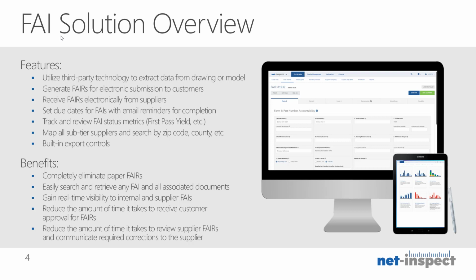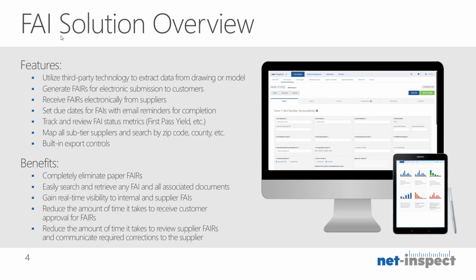You can receive FAIs electronically from your suppliers. You can bring in a PO feed and set due dates for FAIs internally or across your supply chain. And you can track all the metrics related to your FAI activity. As mentioned, as suppliers start sending in first articles to you, we map all the suppliers so that you can search and retrieve data by zip code, country, county, and more. We also have all the built-in export controls needed to maintain export compliance.